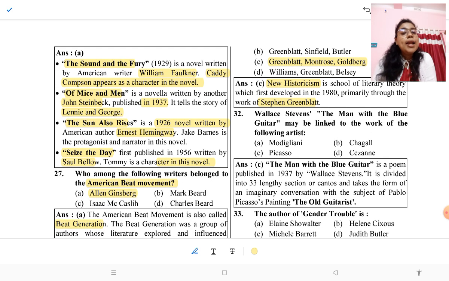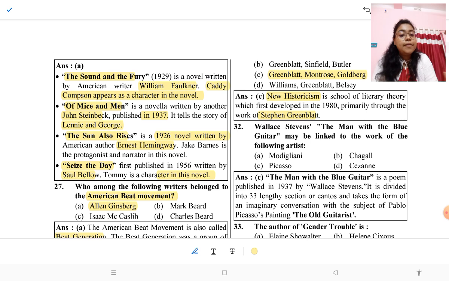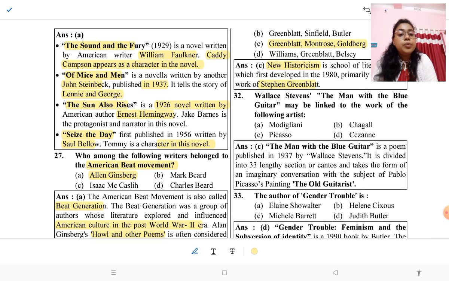Then Wallace Stevens, the man with the blue guitar, may be linked to the work of the following artists, and it was with Picasso. The Man with the Blue Guitar is a poem published in 1937. I also read this poem, and it is a beautiful poem. It was by Wallace Stevens, and it was his most famous poem.